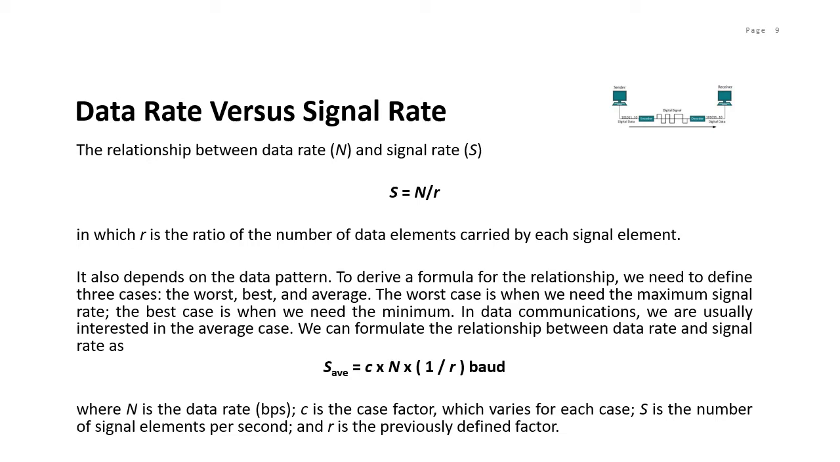Okay, and again, N is the data rate in bits per second, C is the case factor, either worst, best, or average, and S is the number of signal elements per second. And again, R is the number of data elements carried by each signal element, the ratio. As you can see here, we can have different scenarios. And as mentioned just now, in data communication, we're interested in the average case. So typically, C will be given as 0.5.